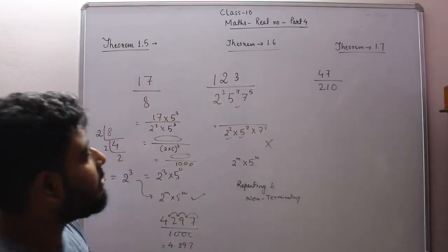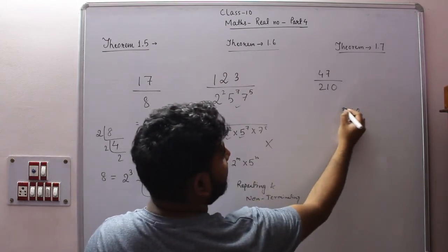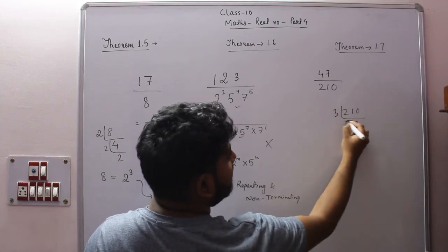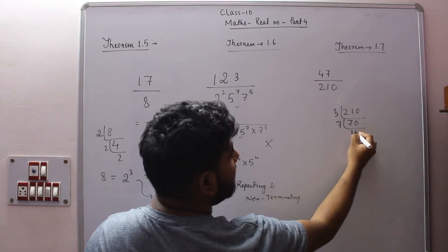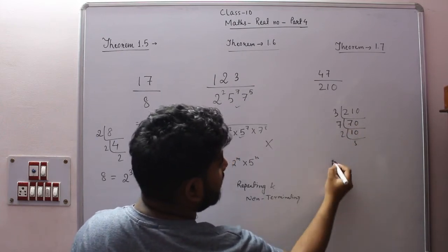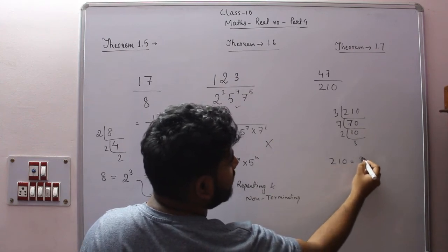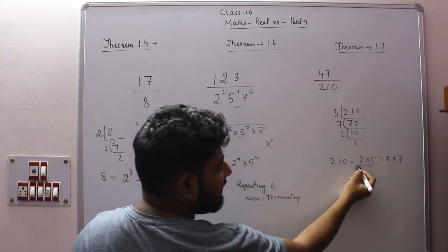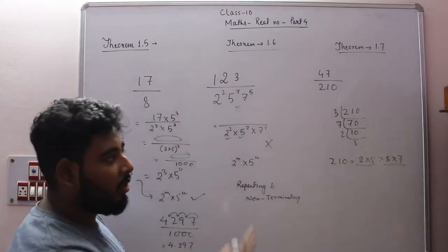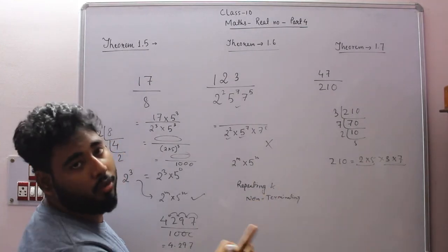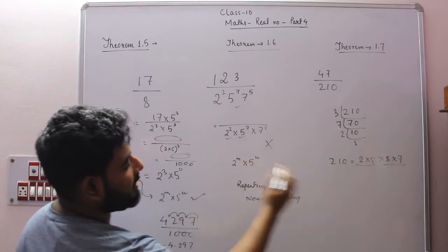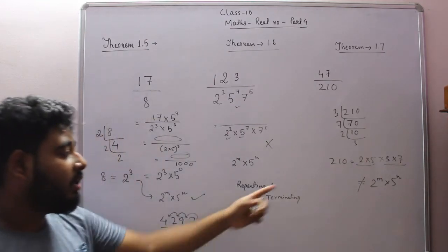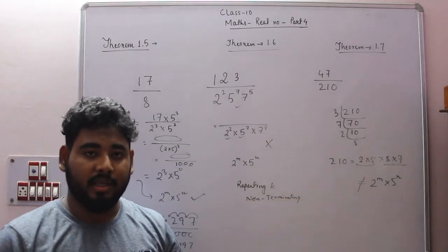Okay? So coming to the next question here, 210 if you factorize, 3 sevens are 21, 70, 7 tens are 70. See, what does 210 contain? 2 into 5 into 3 into 7. 2 and 5 are there, but 3 and 7 are also there. So will it be terminating decimal expansion? No. Why? Because other than 2 and 5, it is not in the form of 2 power m into 5 power n. So that is why you can say that this is a non-terminating decimal expansion.